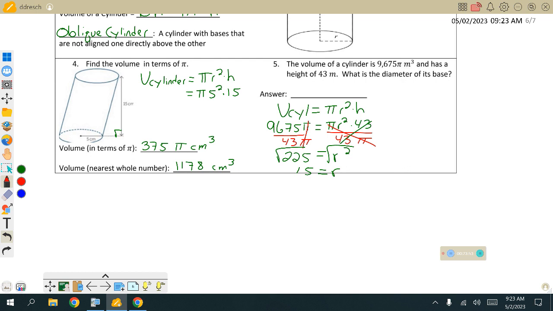Correct. The silly mistake is to just circle the answer and move on. That's the radius. That answers part of the question, but they want the diameter. So the diameter is 30 meters. Okay? 30 meters. Nothing crazy on those, but make sure you read the whole question.